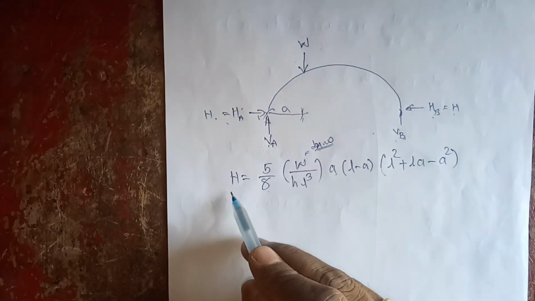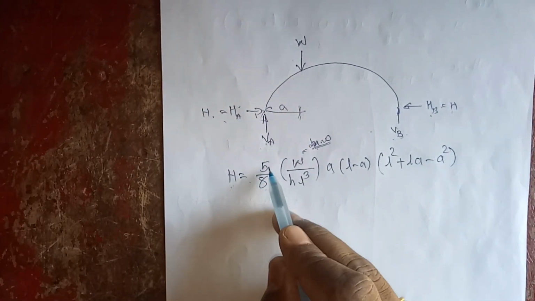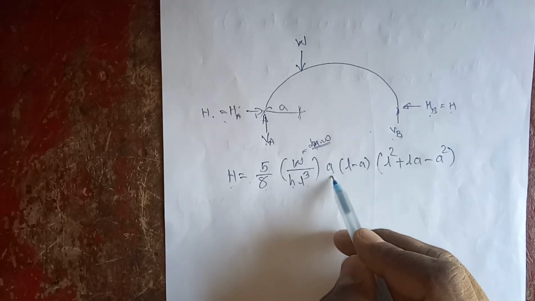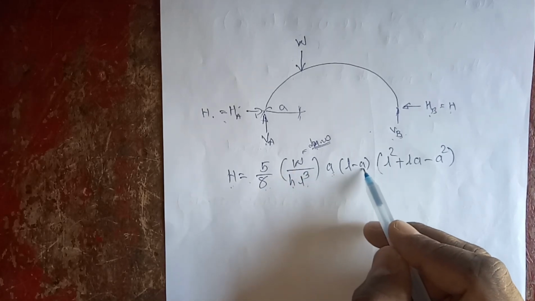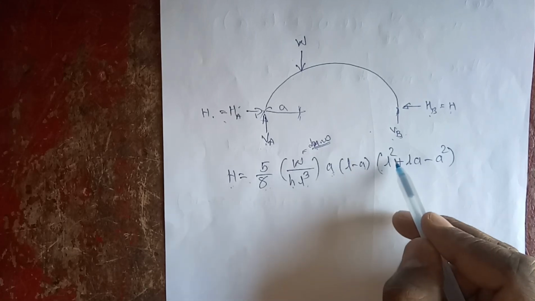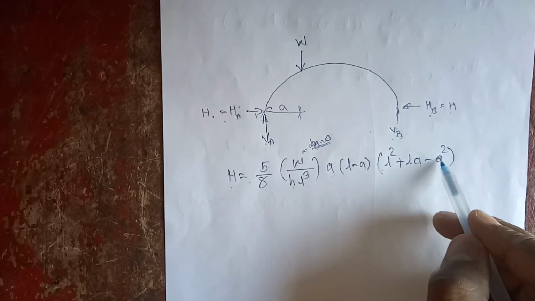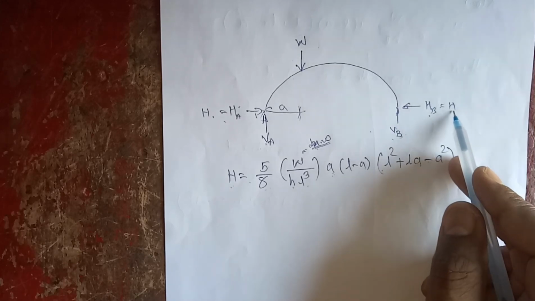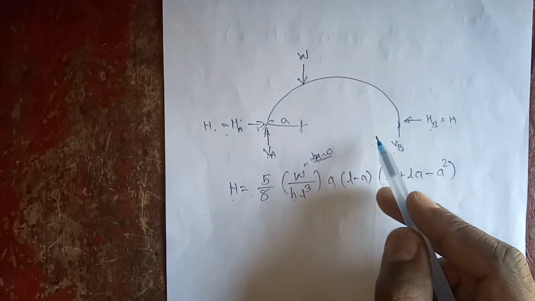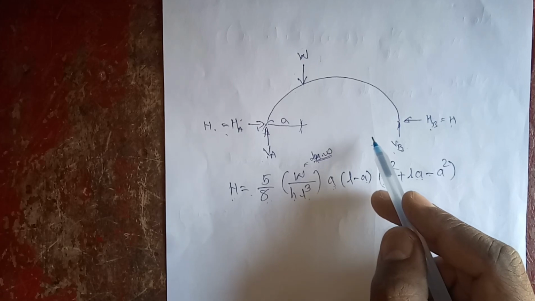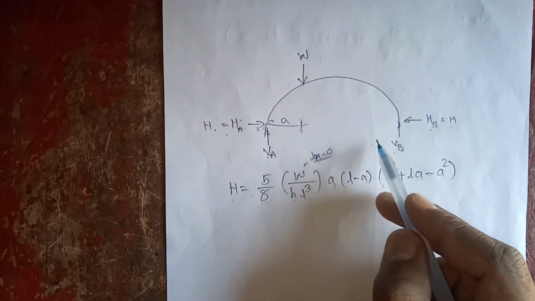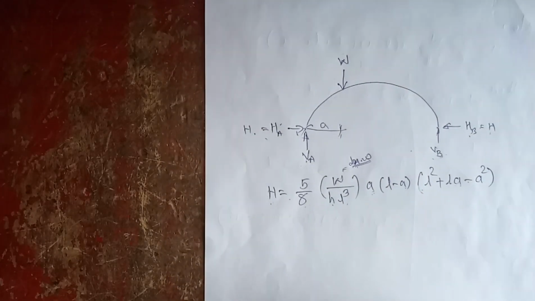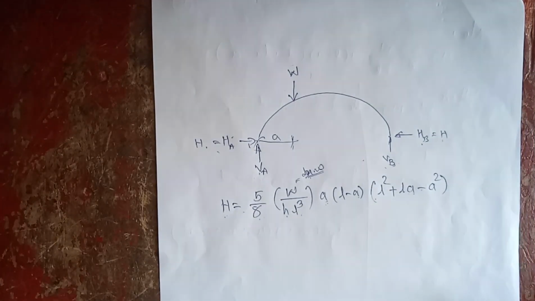So we calculated the horizontal reaction H is equal to 5 by 8 W by H L cube, in bracket a, L minus a, in other bracket L square plus L a minus a square. So this is how we can calculate the value of H. Since this is an indeterminate structure, we have to use an additional condition over the equilibrium conditions, and that additional condition we have used is Castigliano's second theorem.